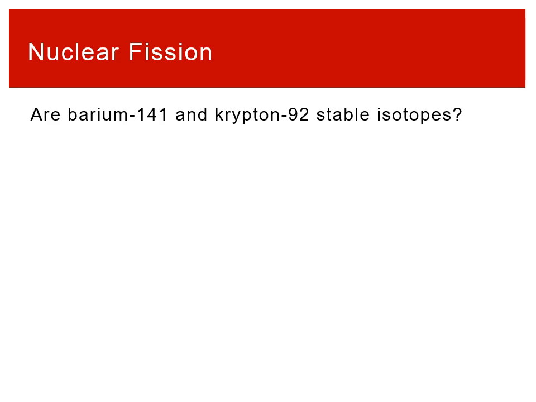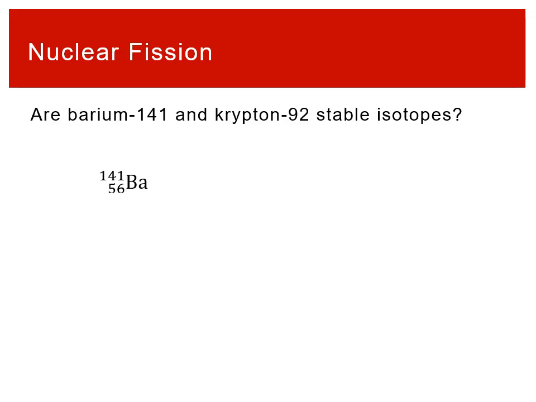So one of the other things to think about is the products of nuclear fission. We know we don't make pollution in the sense of air pollution or anything like that. We do have barium-141 and krypton-92 as the fission daughter products, right? We have daughter isotopes. Are these things stable? What are they going to do?